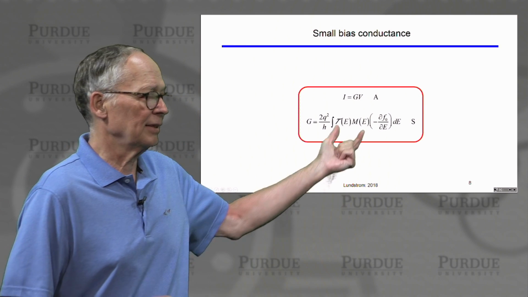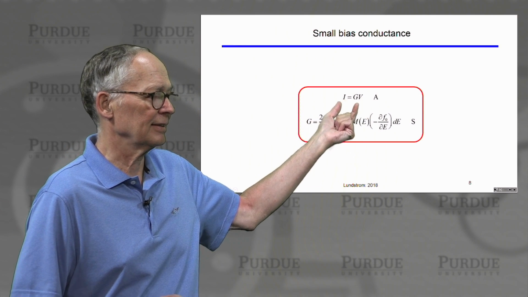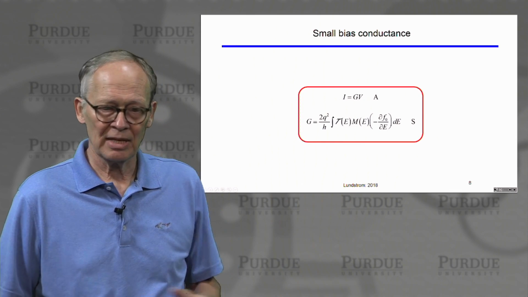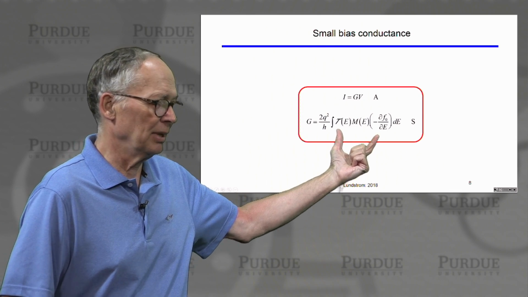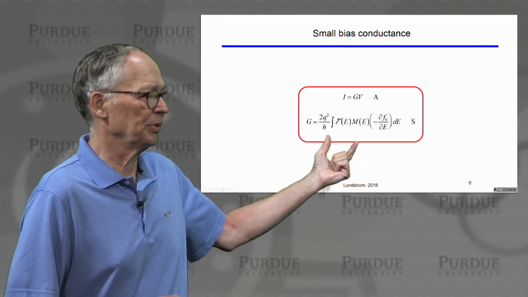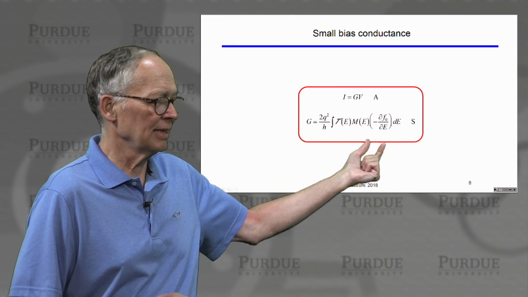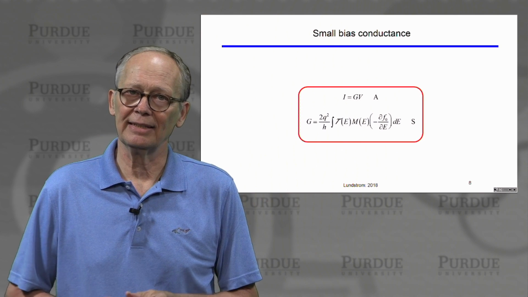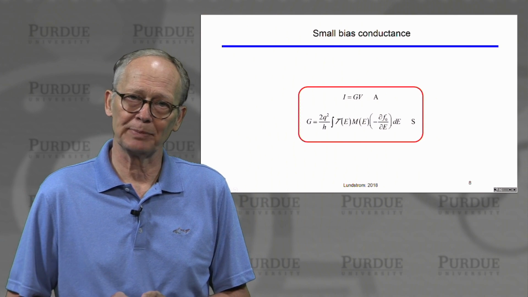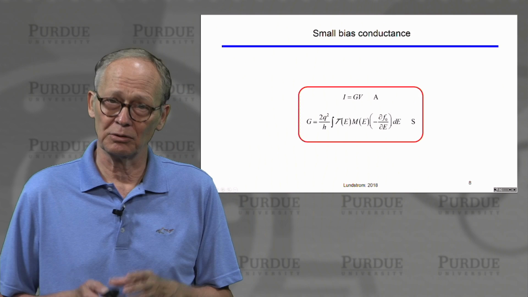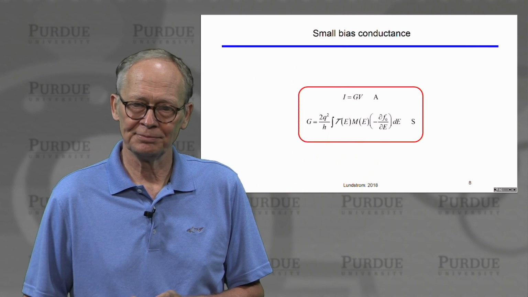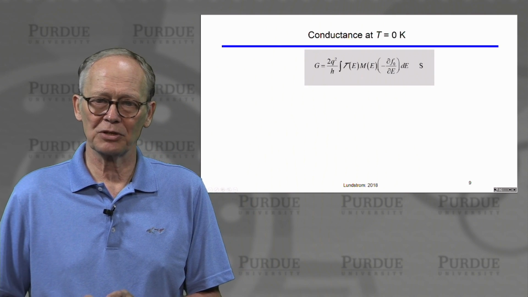So the result is, under small biases, current is conductance times voltage. The conductance is given by the expressions that we've developed here: transmission, number of channels, minus dF naught dE, which came from the Taylor series expansion that was used to approximate the Fermi window. All right, so we've got an expression for the current.